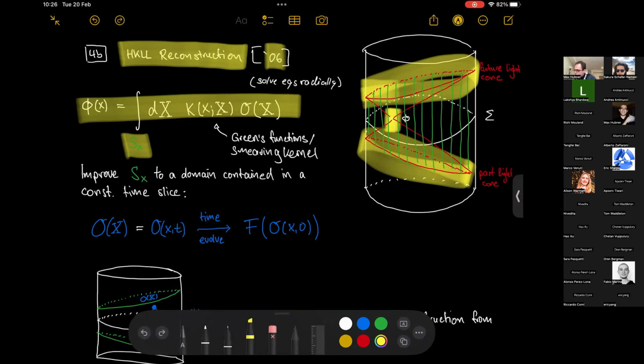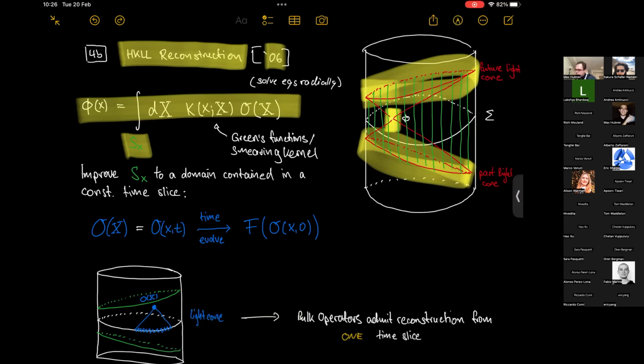There's the smearing kernel, so we can hope to improve there. And then there's the boundary data, so we can hope to improve there. The first step lies in improving the domain of integration and the boundary conditions.